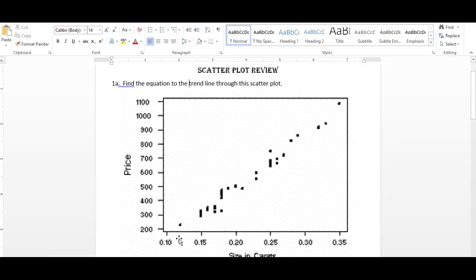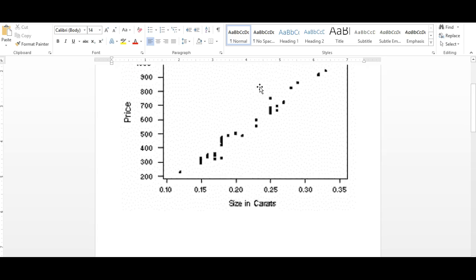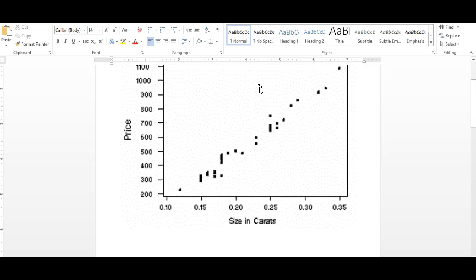We have a graph here of diamonds and the price of them based on their size. What we're trying to do is find the equation to the trend line through this scatter plot. First thing we have to do is draw a trend line. So, straight line through the center of all the points, about like that. They're all going to be different. You should have a different answer than people around you.